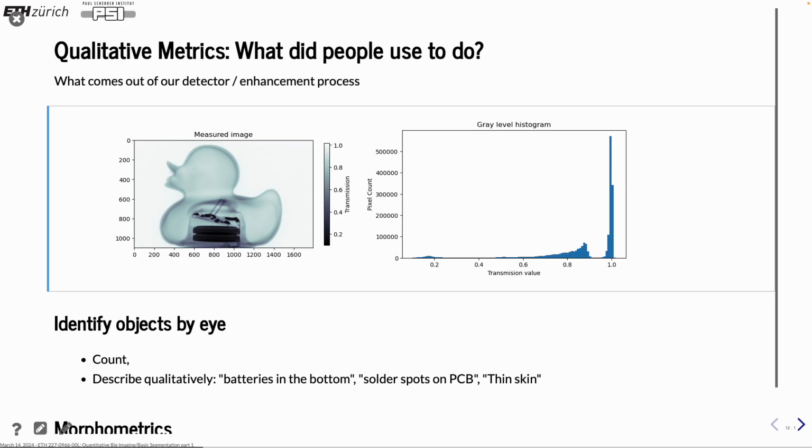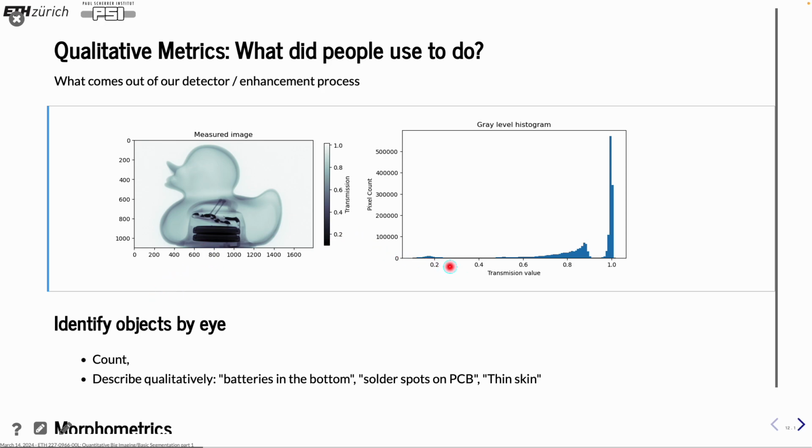And looking at it, we can describe something. We can see that there is, for example, the qualitative information. You can see that there are some batteries, some electronics, and then can also see that it's hollow. So we can see that there are some different features in here.